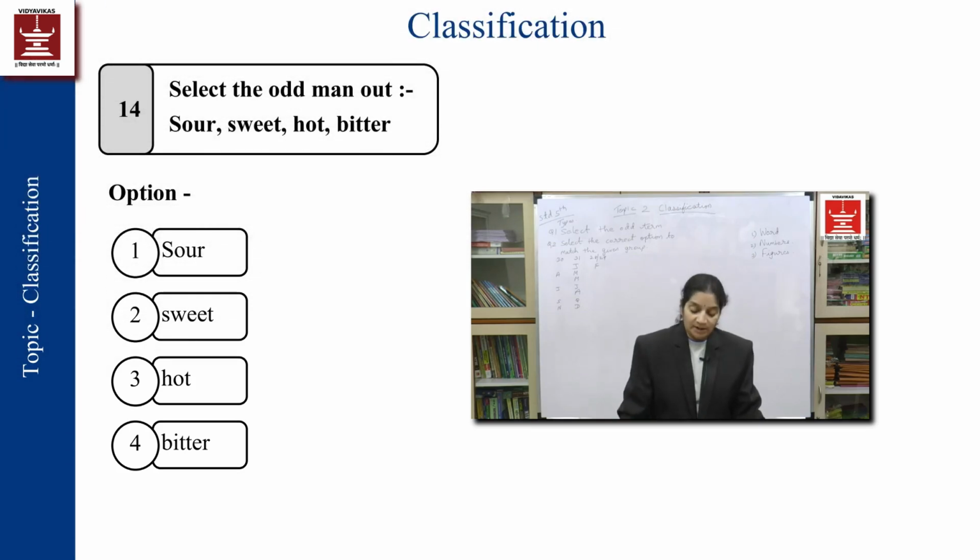Sour, sweet, hot and bitter. Now if you see, sour, sweet and bitter, these are tastes, whereas hot is not a taste. Maybe when more chili is added to it, it becomes hot. So chili is also not a taste and hot is also not a taste. But sweet, bitter and sour are tastes that are being described.